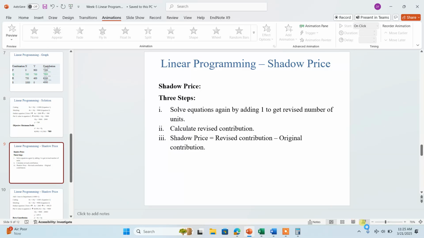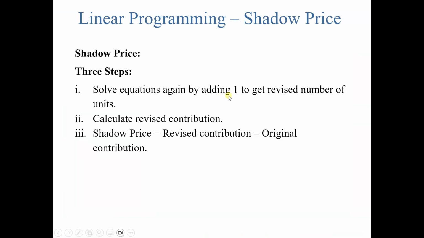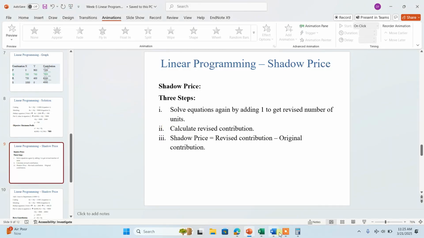Calculate, first add one unit of the resource, one of the constraints or the binding department where you have fully utilized the resources. The second one is to calculate the revised contribution. And the third one is the shadow price. Once you get the value of the revised contribution, subtract the original contribution from it, which was the previous one. In the previous one, the combination was 500x and 700y. Let's check it.